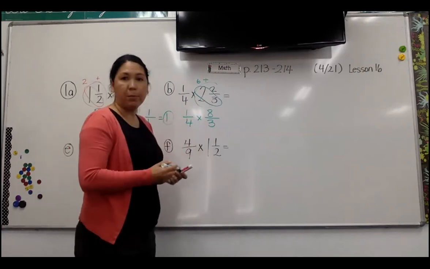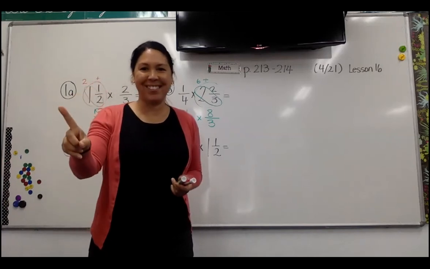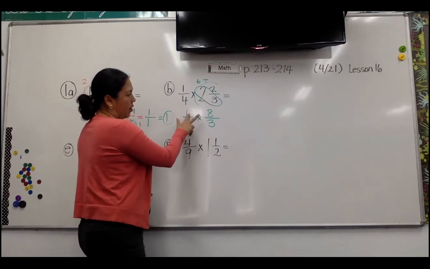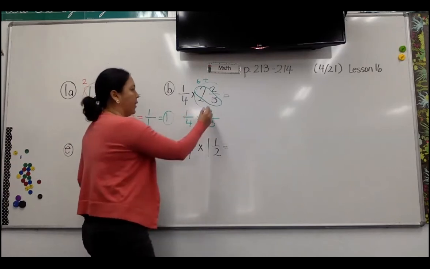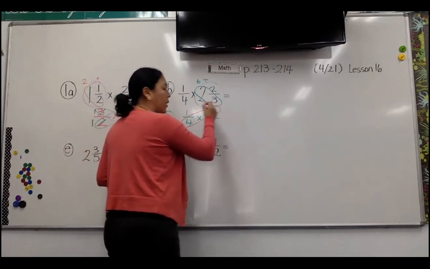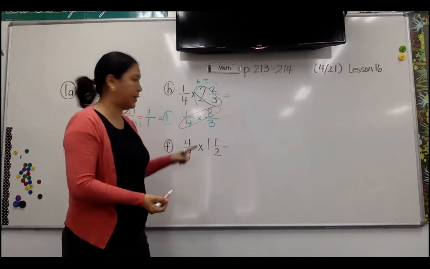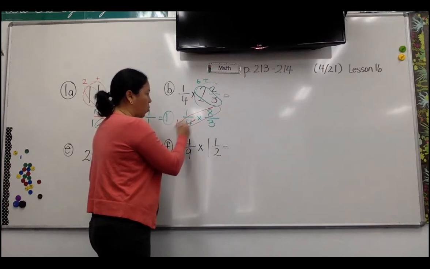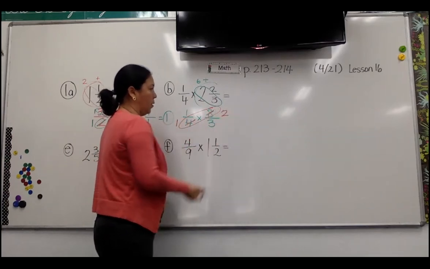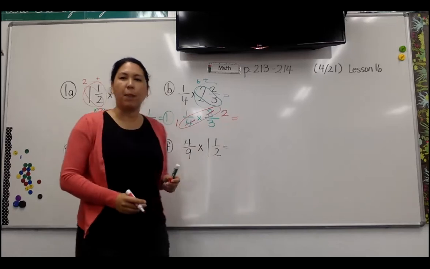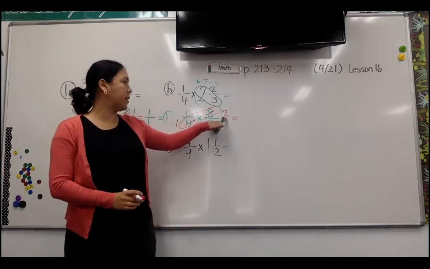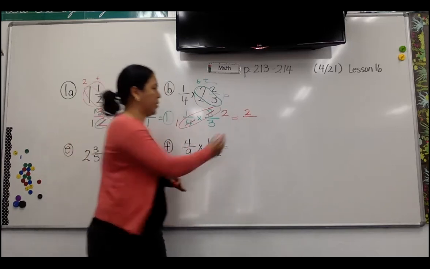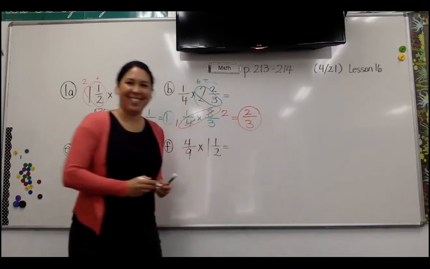All right, top times top, bottom times bottom. Oh, but what can I do first? Cross canceling. Do you see me? I can cross cancel. This one I cannot because it's already a 1. Let's try this. Can I cross cancel 8 and 4? Yes. So what can go into 4 and 8? 4. How many 4s can go into 4? 1. How many 4s can go into 8? 2. Now I can do my top times top, bottom times bottom. What's 1 times 2? 2. What's 1 times 3? 3. So my answer is 2/3.